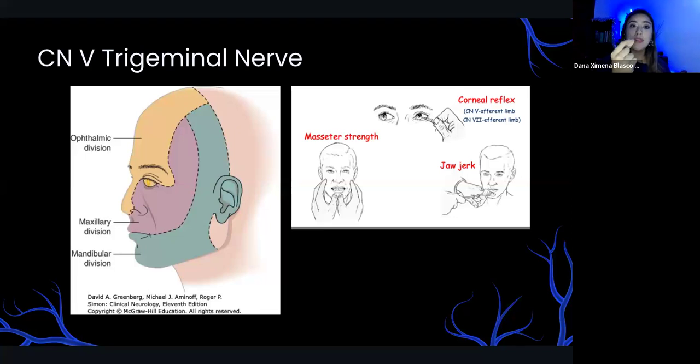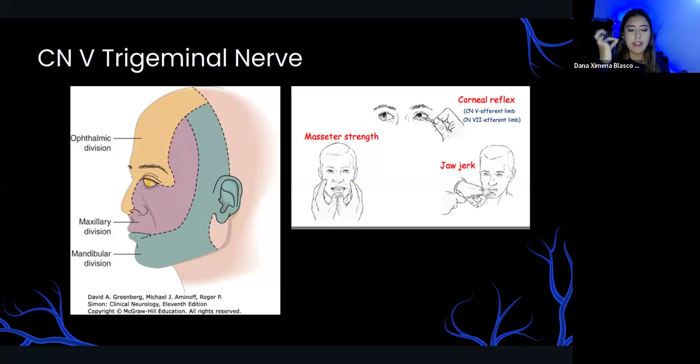So, okay, and tell me if you feel this stimulus. The patient is going to close his eyes, and you're going to touch here, here, here, and here, on both sides of the face, like here, here, and over here. And we're going to ask our patient, please let me know when you feel it.